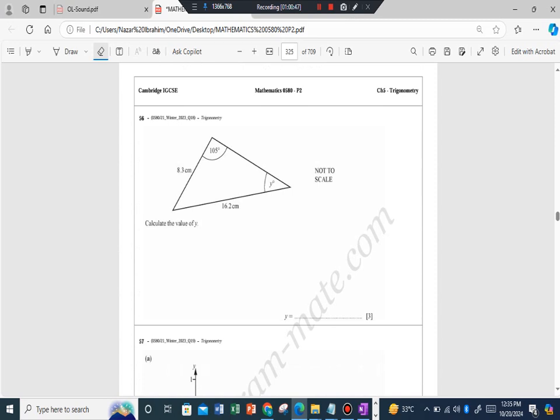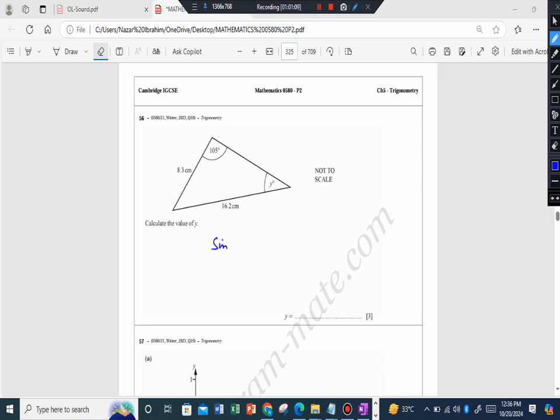Question number 56. We have 105 degrees and 16.2, a pair of opposite side and angle known, and we are required to find this angle, and the opposite side is known, so we can simply apply the sine law.